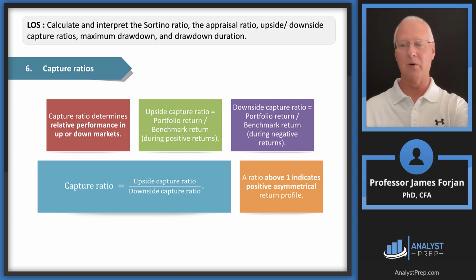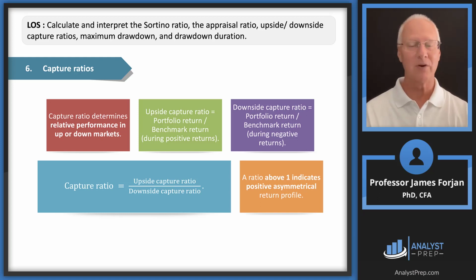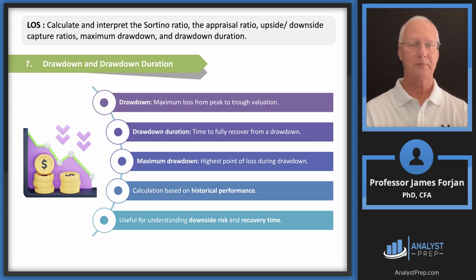The blue equation is important, but then look in the orange over there. A ratio above 1 indicates positive asymmetrical return profile, which means that once you increase by 10%, then you're only going to fall by 7%. Or once you fall by 10%, you're going to increase by 11%.